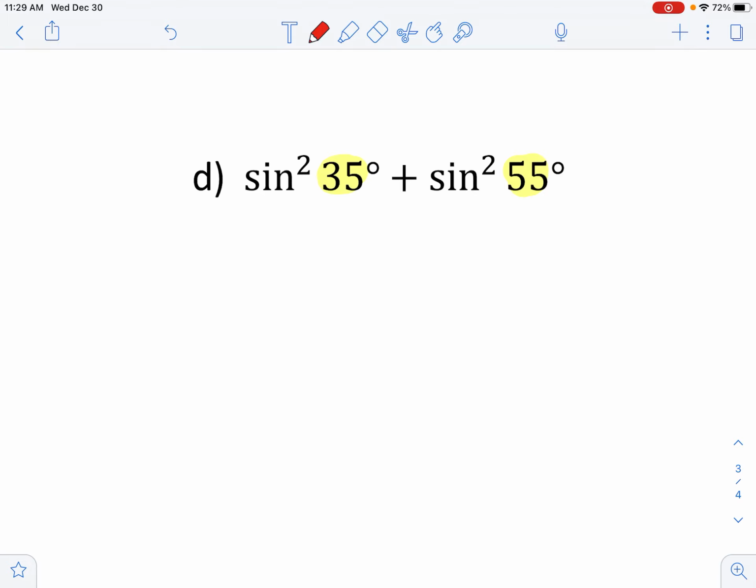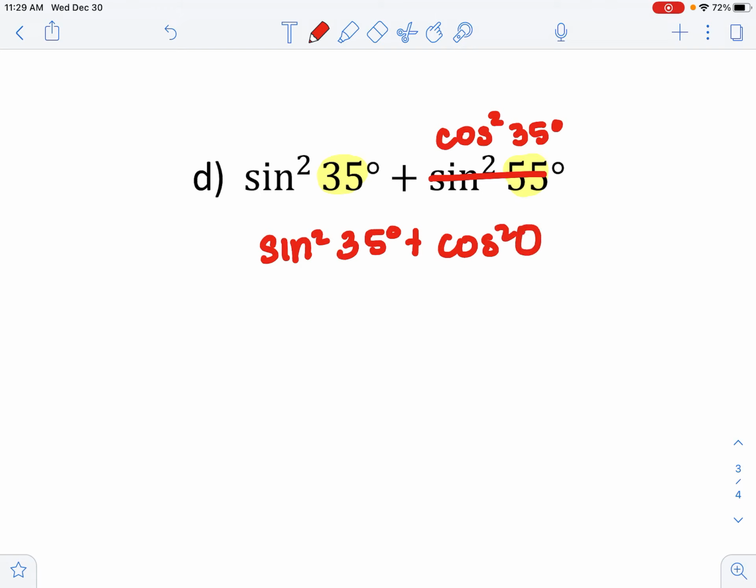They're complementary, so I can do this. I'm going to say you're not going to stay here. I'm going to change you to a 35-degree angle. Okay? So I say, what's the complement of sine, which is cosine, but don't forget that it's a squared. So now I have sine squared of 35 plus cosine squared of 35.